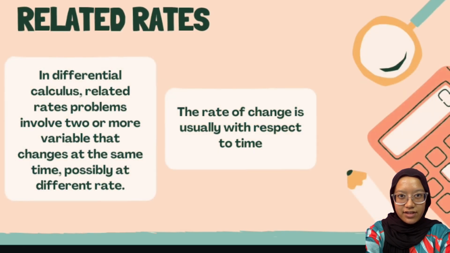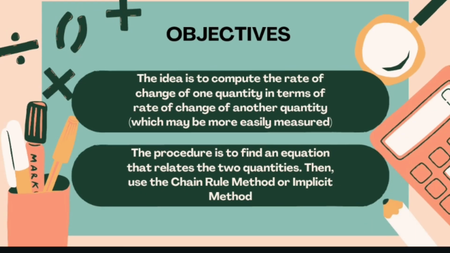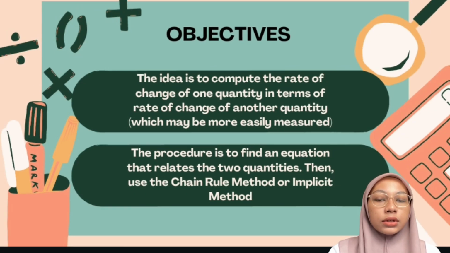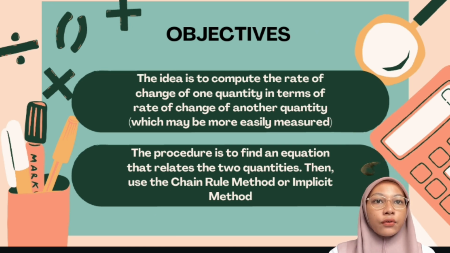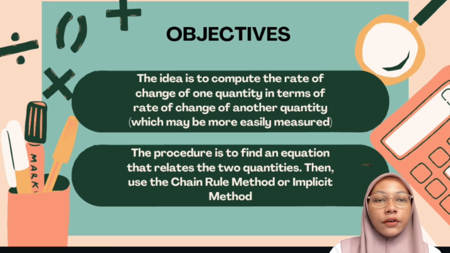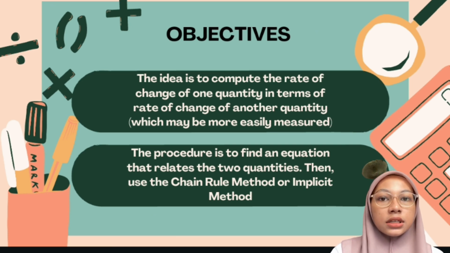Related rates in differential calculus involve two or more variables that change at the same time, possibly at different rates. The rate of change is usually with respect to time. Now let us go to the objective of the question in a related rate problem. The idea is to compute the rate of change of one quantity in terms of the rate of change of another quantity, which may be more easily measured. The procedure is to find an equation that relates the two quantities, and then use the chain rule method or implicit differentiation method.